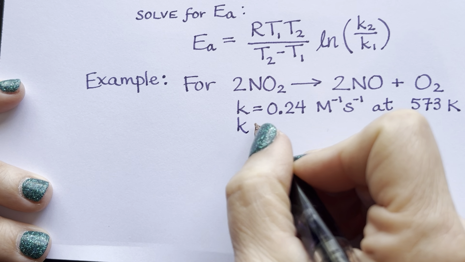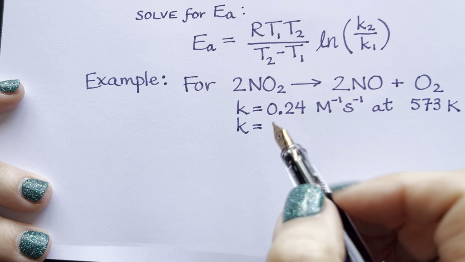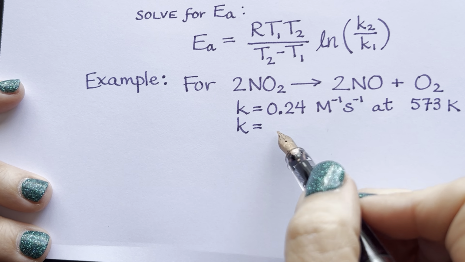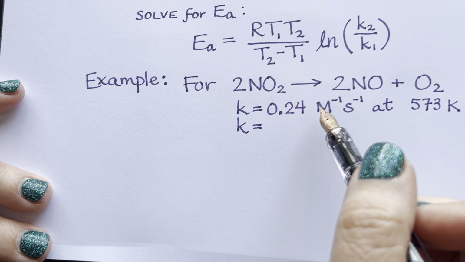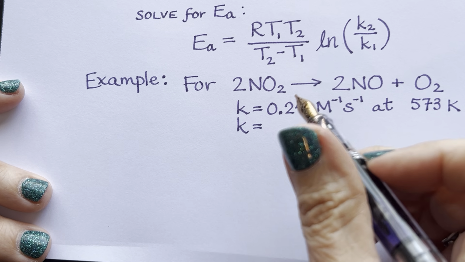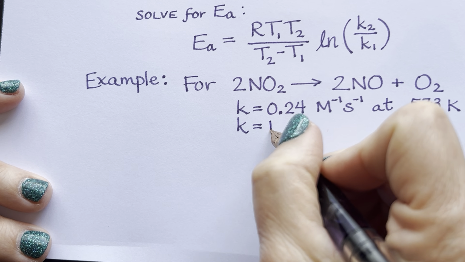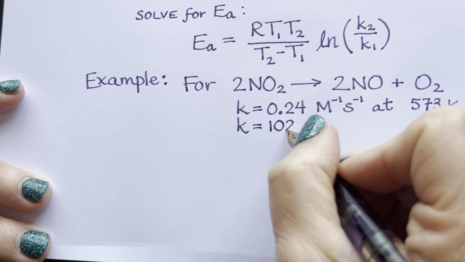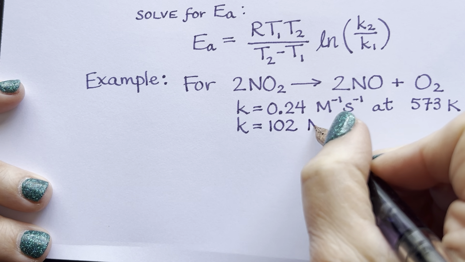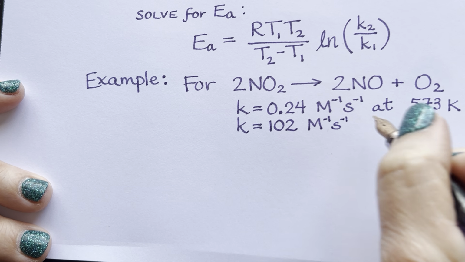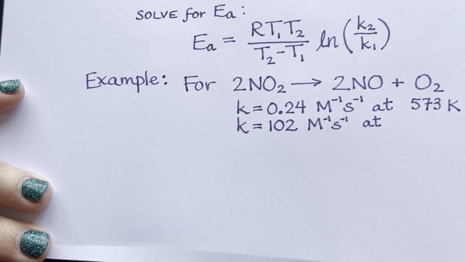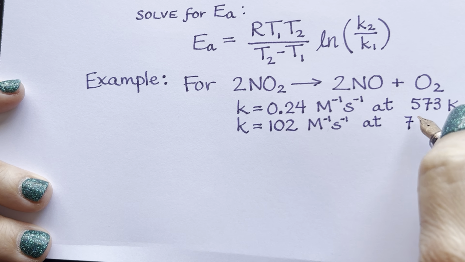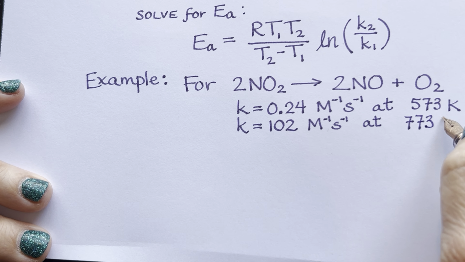Meanwhile, the rate constant, and don't you love how it has the term rate constant? But now I'm telling you it's a different number. So rate constants are constant at a constant temperature. But if you change the temperature, look what happens. Oh my gosh, this goes all the way up to 102 molar minus 1, seconds minus 1. This is at, and you could already guess, a higher temperature. This is at 773 Kelvin, 200 degrees higher.